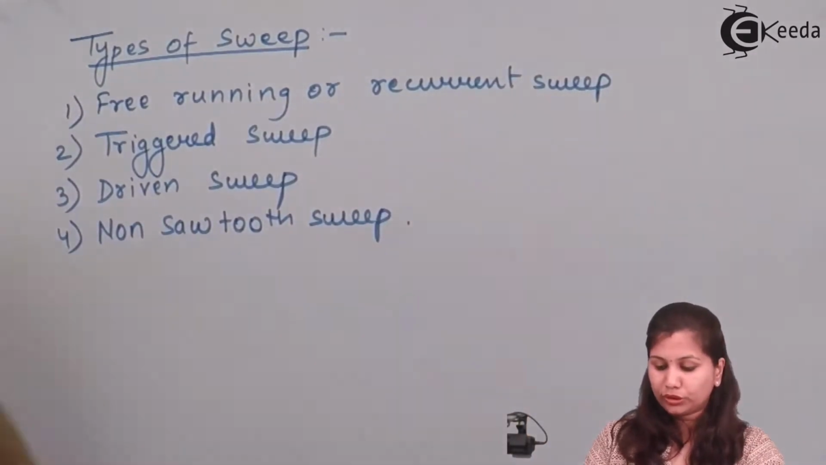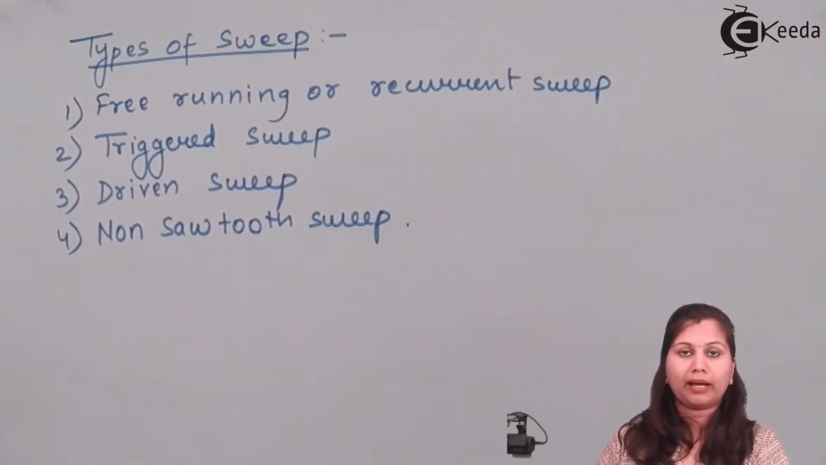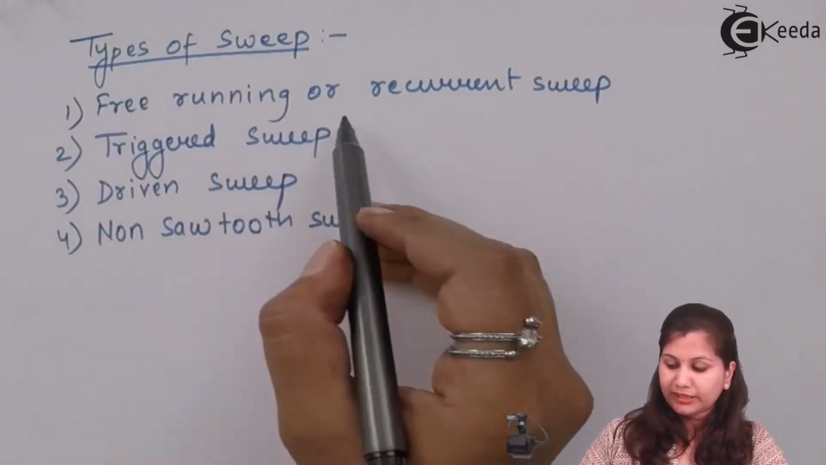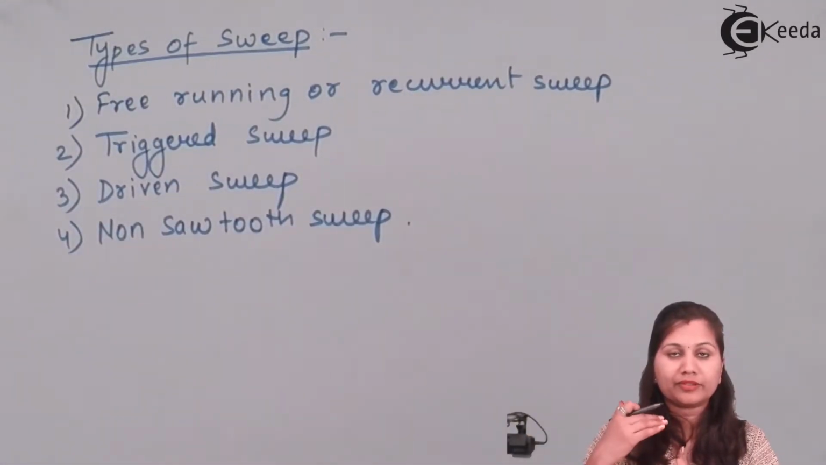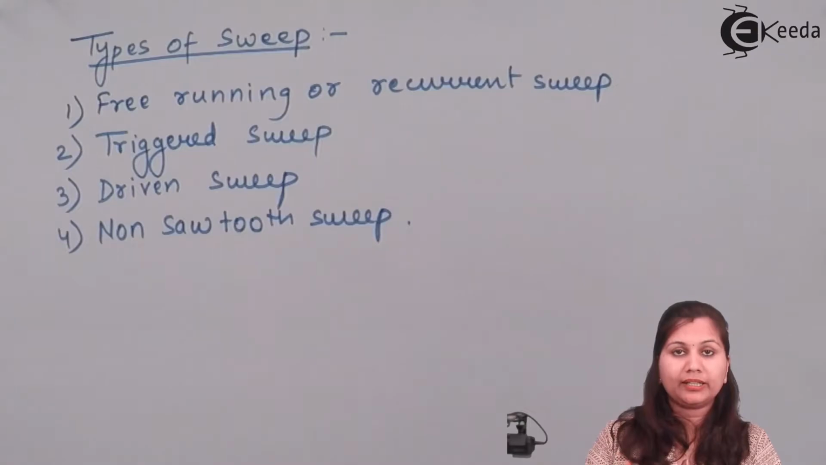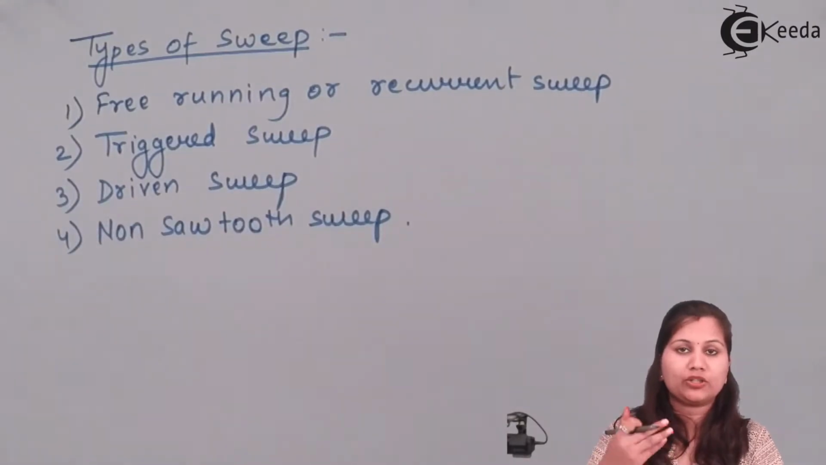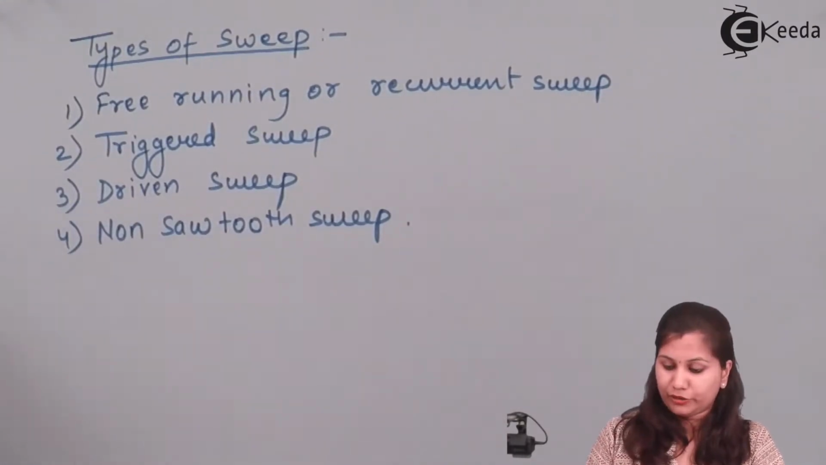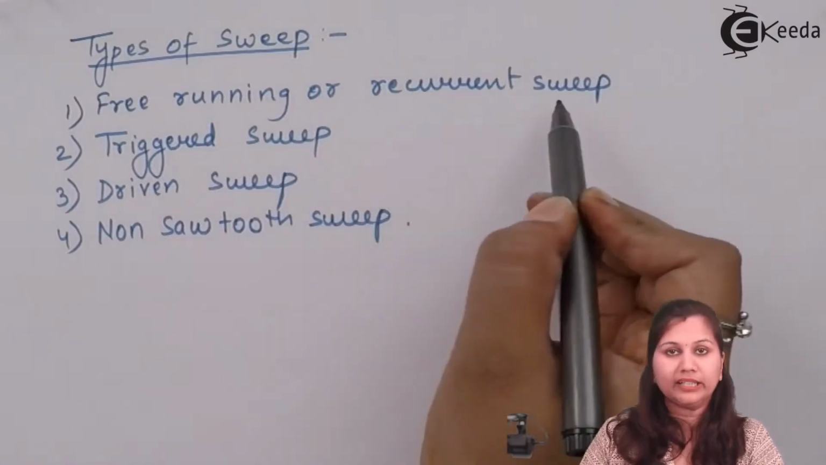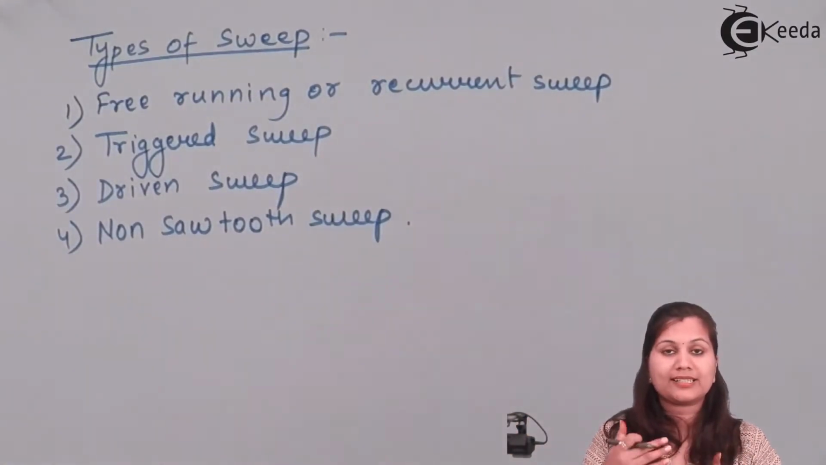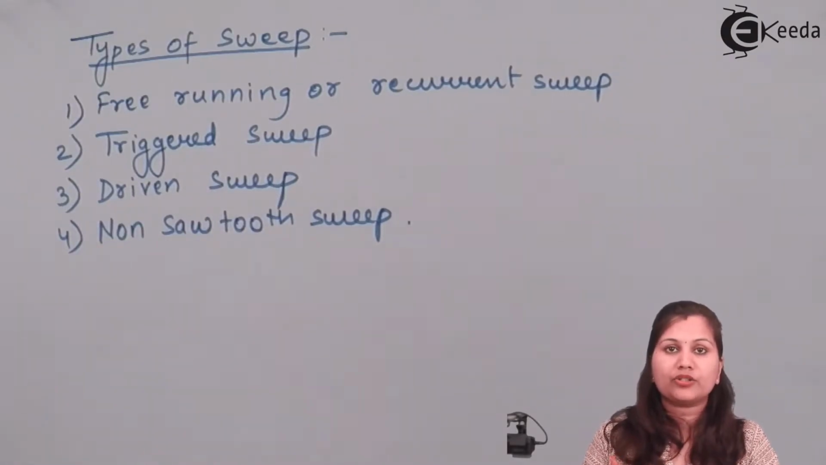So these are the four types of sweep which are generated by the sawtooth sweep generator. In the first, free running or recurrent sweep, the second sweep is generated as soon as the first sweep has ended. Okay, so just after the first sweep, the second sweep will be immediately generated. So it is free running or recurrent sweep. The name itself suggests that recurrently or successively the sweeps are generated.